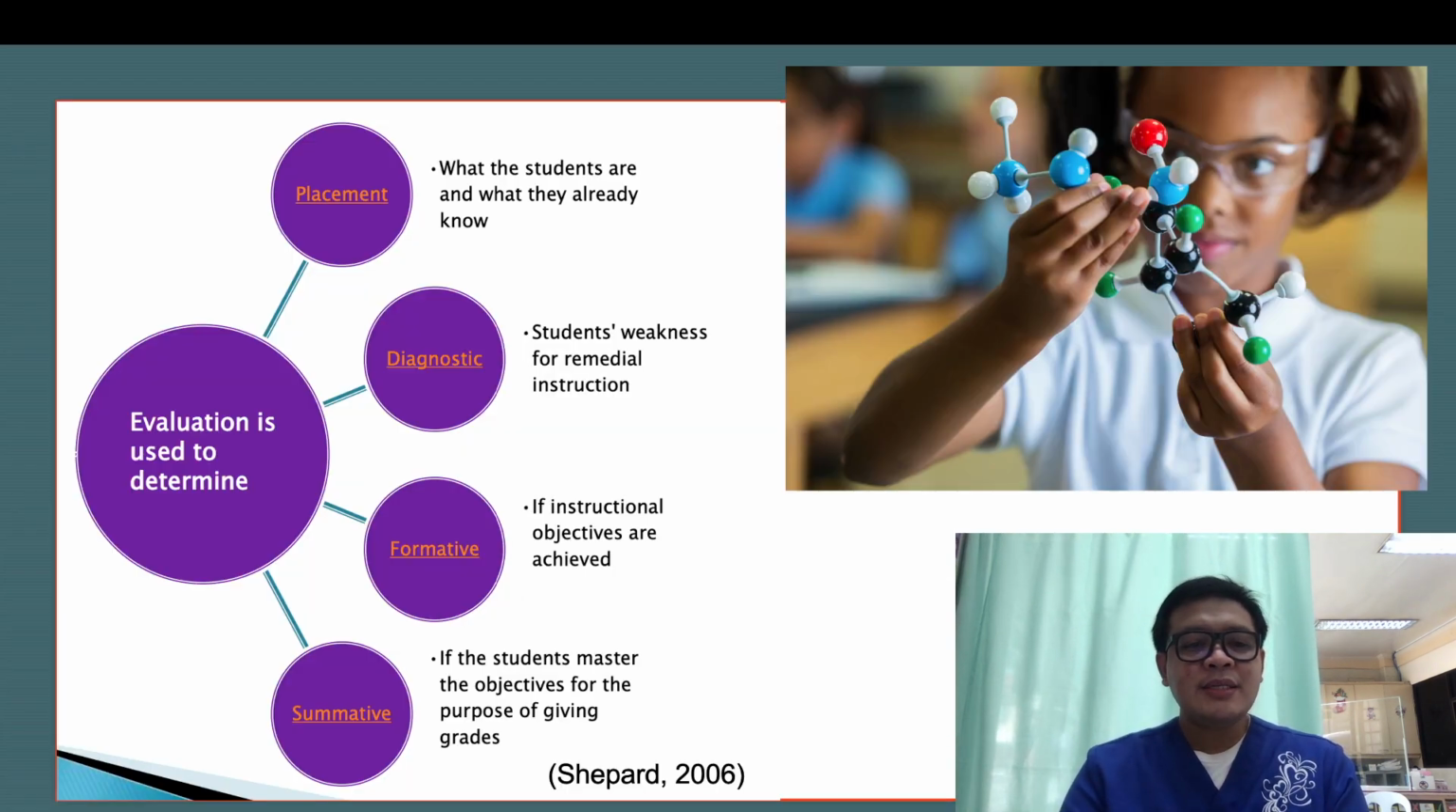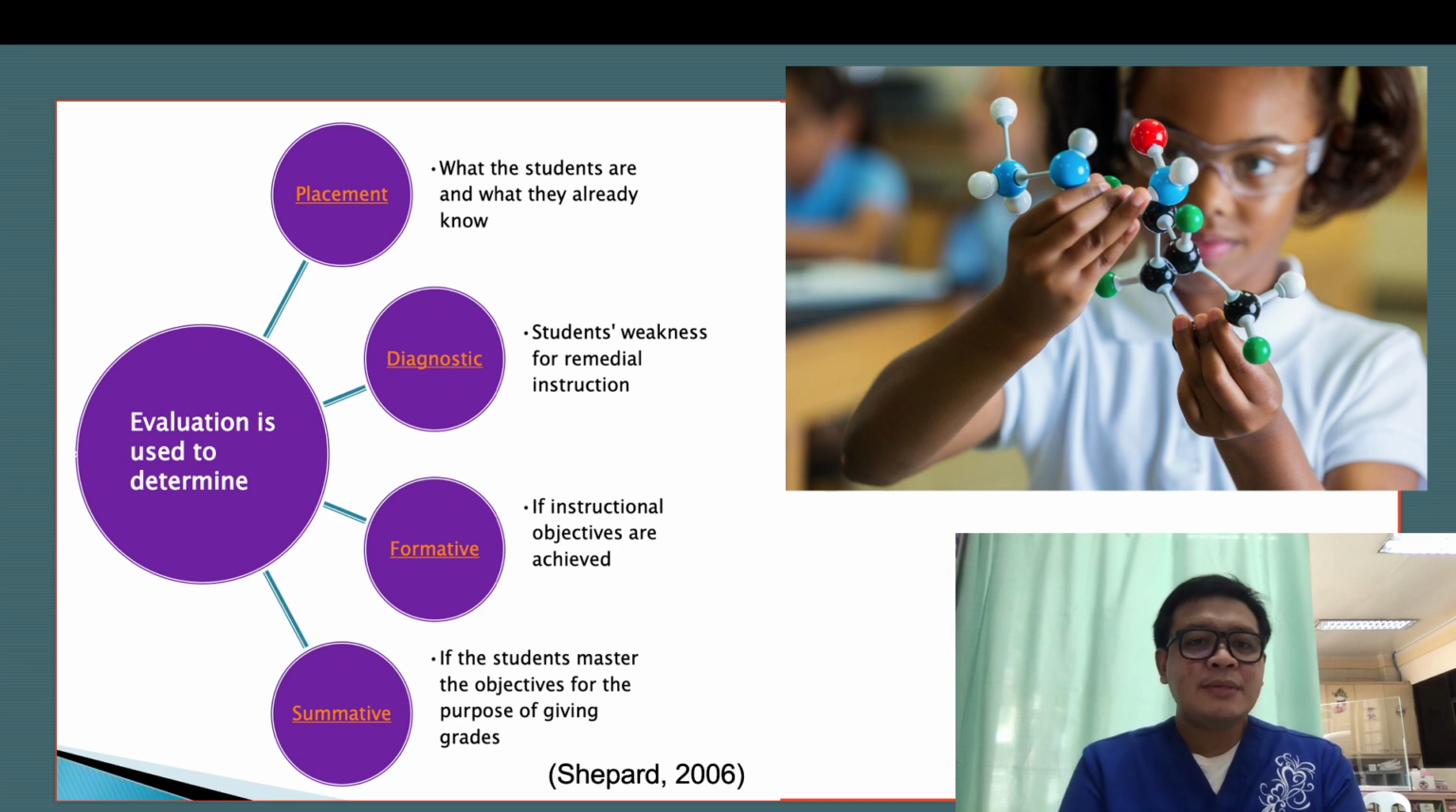So this is a model which Shepard 2006 was able to develop. So evaluation is used to determine, and these were used with placement, diagnostic, formative, and summative. Now let me just dig into a very succinct definition of what these four are all about.